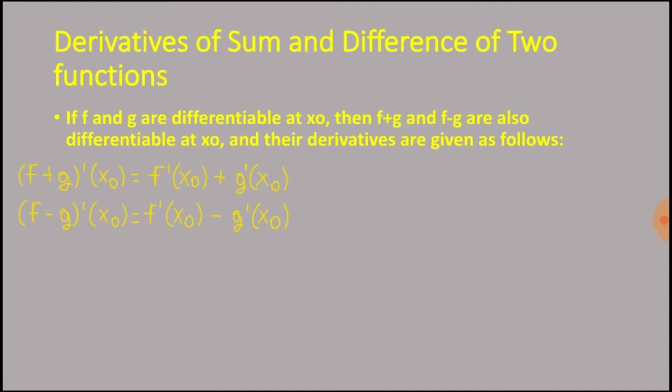The second topic: derivatives of the sum and difference of two functions. If f and g are differentiable at x naught, then f plus g and f minus g are also differentiable at x naught, and their derivatives are given as follows. The derivative of f plus g at x is equal to f prime of x plus g prime of x. Then the derivative of f minus g at x must be f prime of x minus g prime of x.